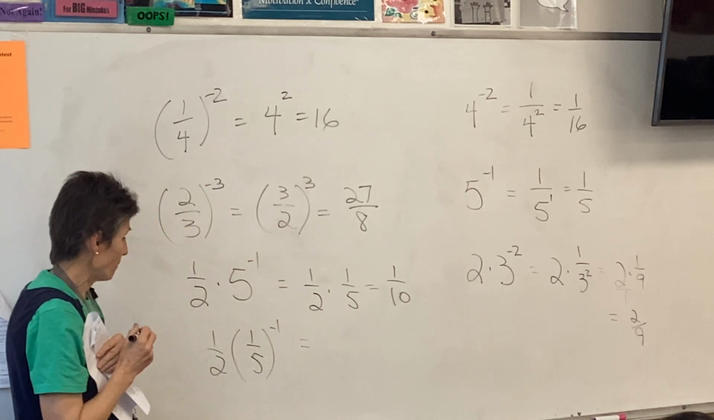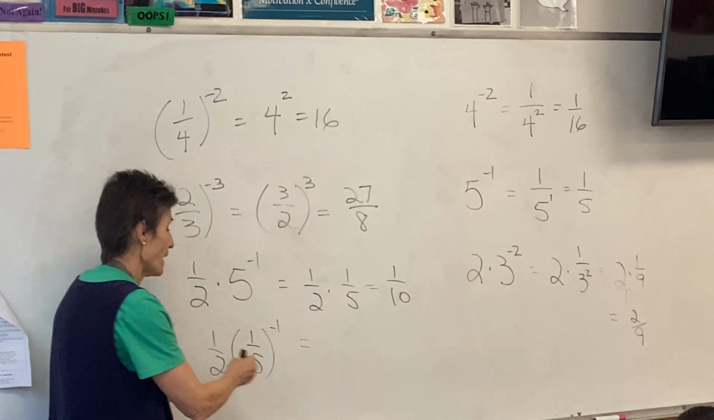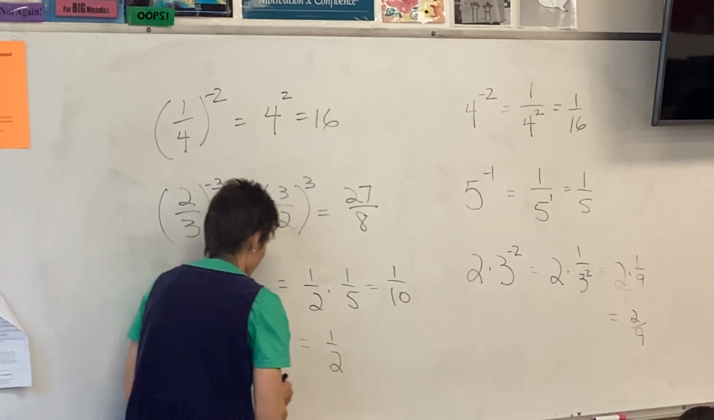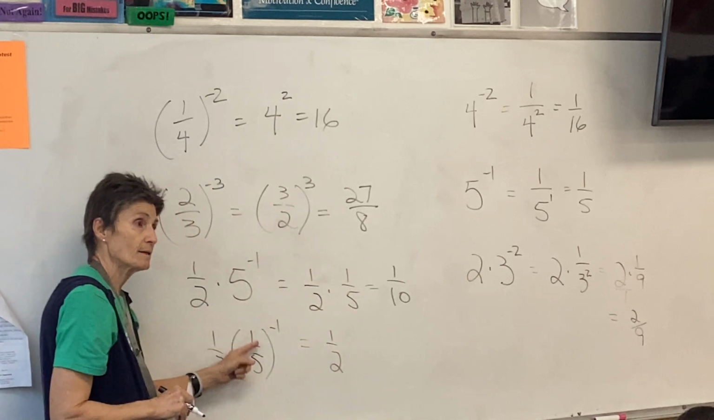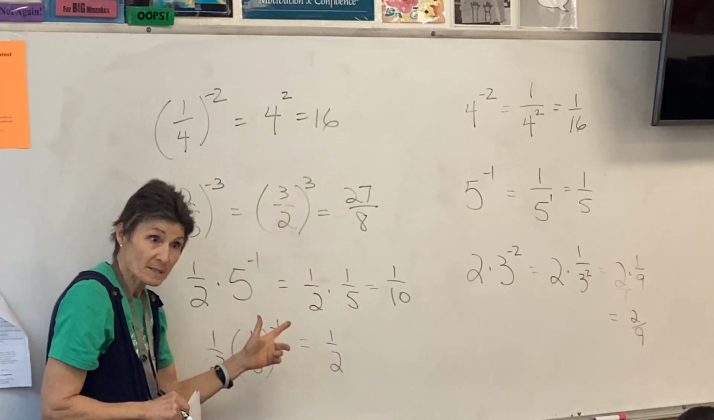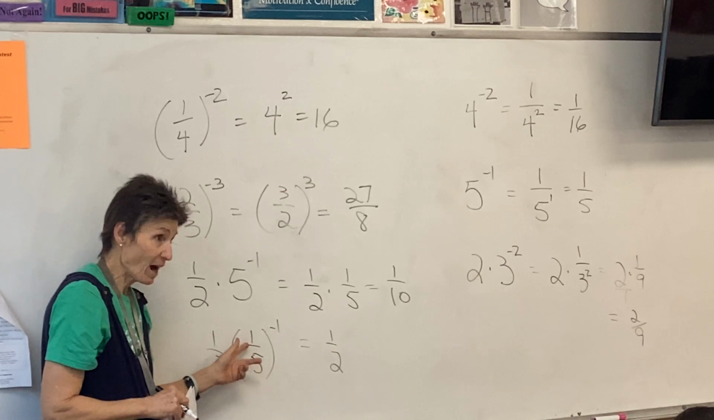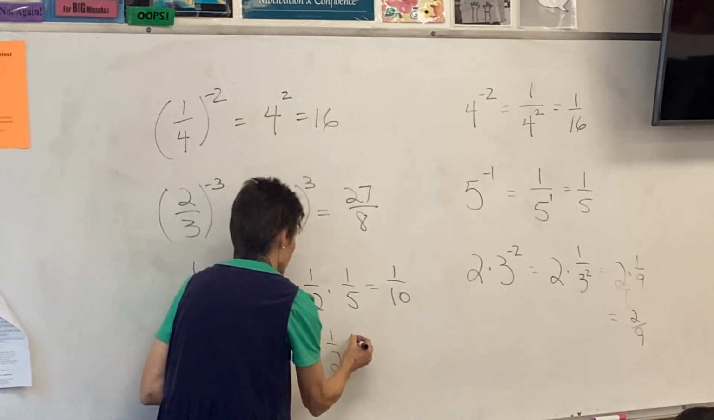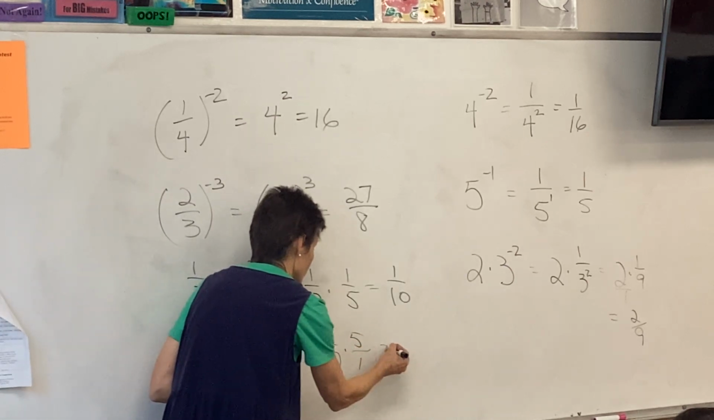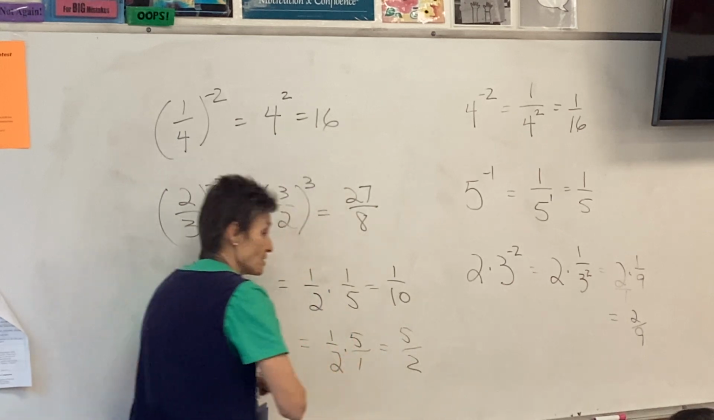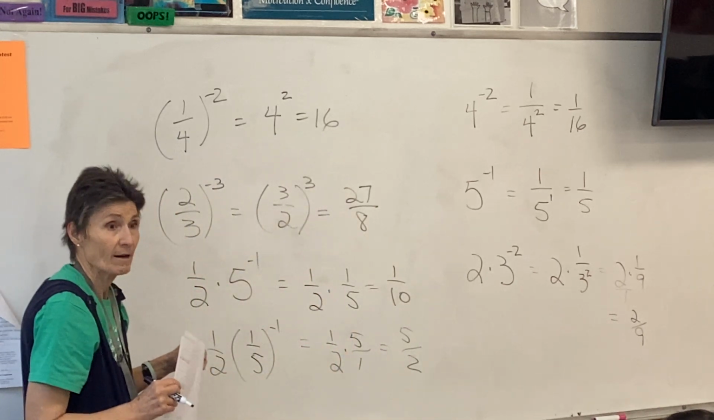Kind of the same problem. 1/2 doesn't change. But what happens to this guy? He flips and becomes 5 over 1. So that answer is 5/2.